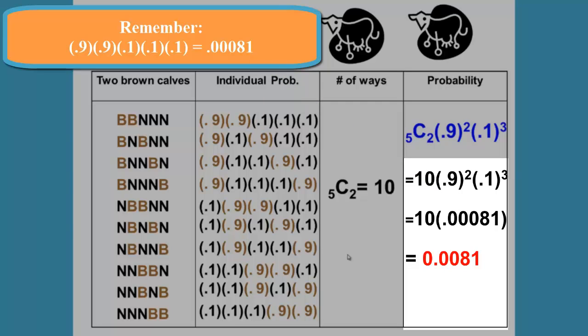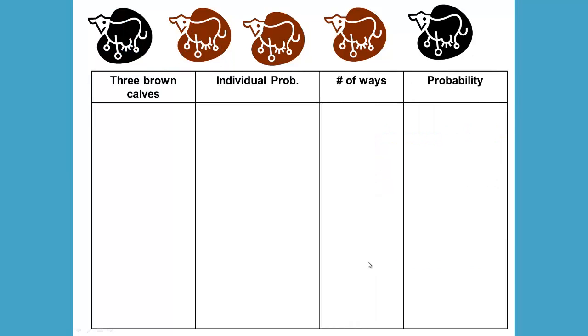And that is 10 times 2 0.9s and 3 0.1s, or 10 times 0.9 to the second times 0.1 to the third. And the 10, because we have 10 of those and we're multiplying, comes from the 5 choose 2. And this is how we're developing our formula. I'm hoping that you are beginning to see some patterns here that are developing.